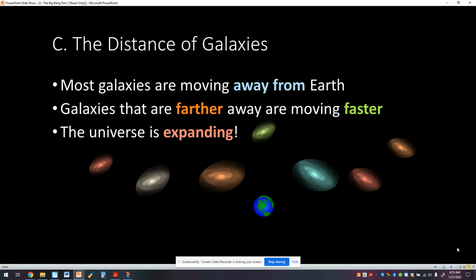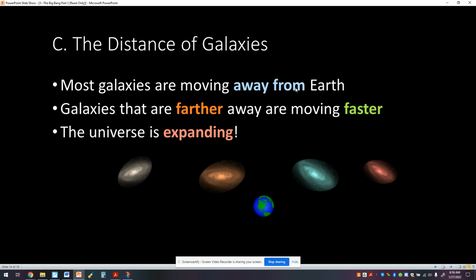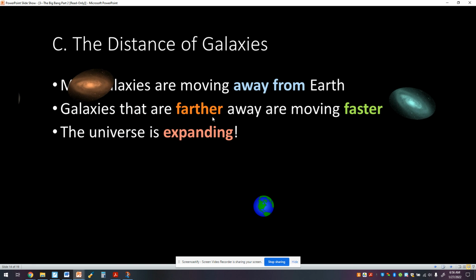All right. So let's move on to letter C, which is the distance of galaxies. And you'll fill this in here. You've got 3 things to fill in. Most galaxies are moving away from Earth. You can see in the animation that we show that happening. And they're continuing to move away from Earth. We'll talk a little bit more about how we can measure that in our next set of notes, but we can tell that things are moving away still, which means that they were moving away earlier.